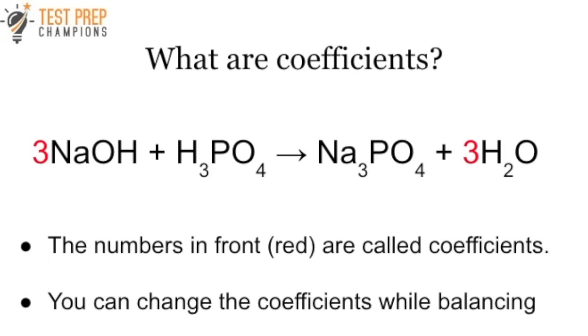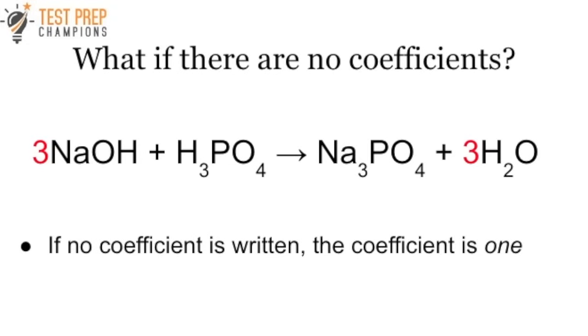All right, now the most important thing to understand is that you can change these coefficients when you're balancing the equations. So that's one of the most important points so far, just understand this bullet point pretty clearly. You can change these coefficients while balancing. And like I said, if no coefficient is written, we just assume that it's 1.